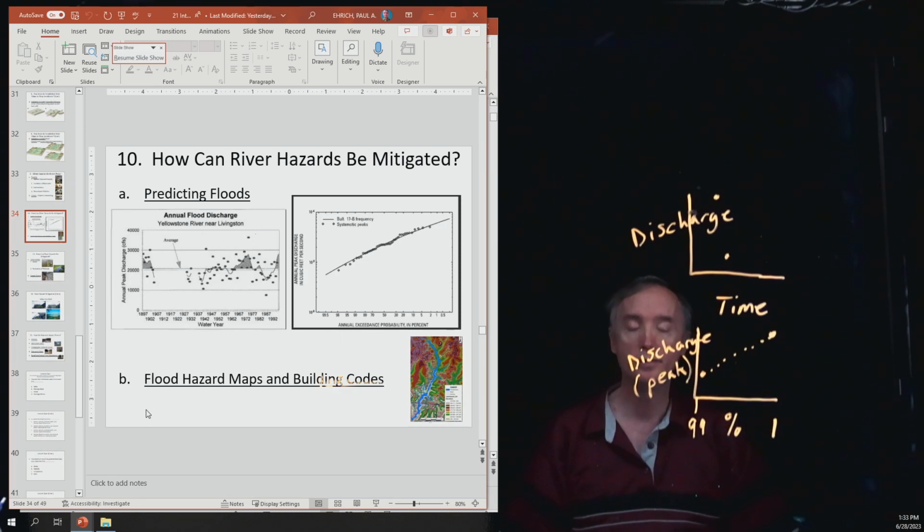Okay, another way that geologists mitigate flood risk is by having maps that show areas that are likely to be flooded. And then by having appropriate building codes, meaning don't build your house on this particular floodplain because it's going to flood. Don't put your trailer here because it's going to flood.